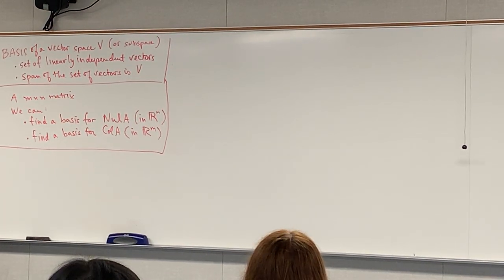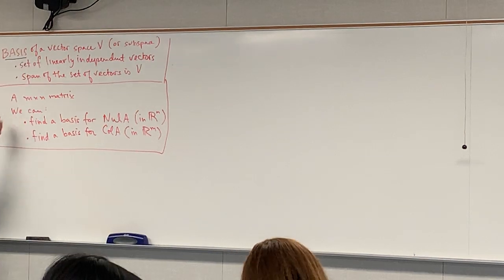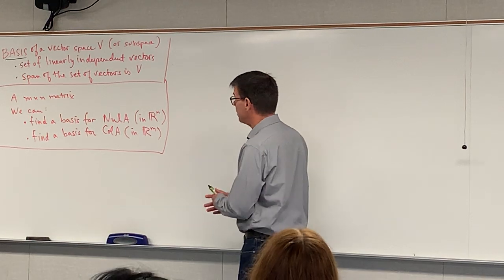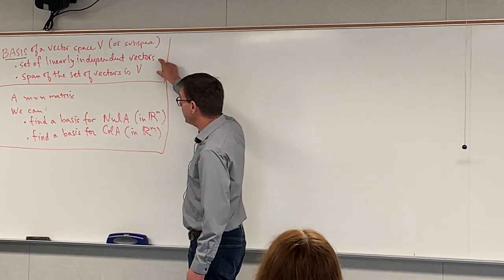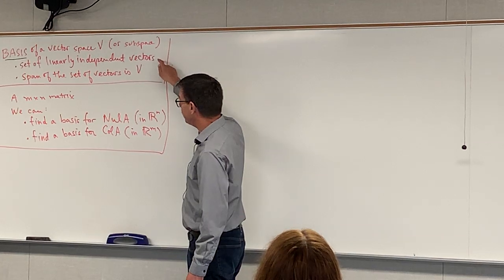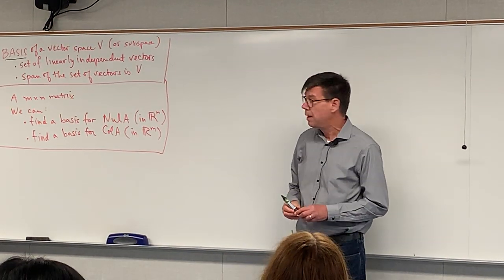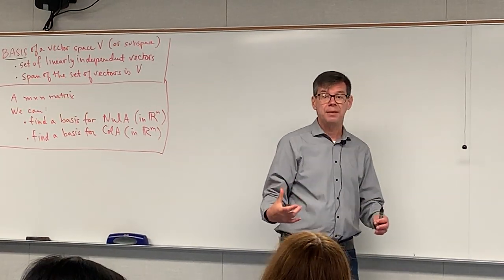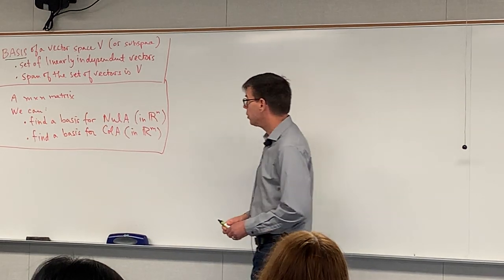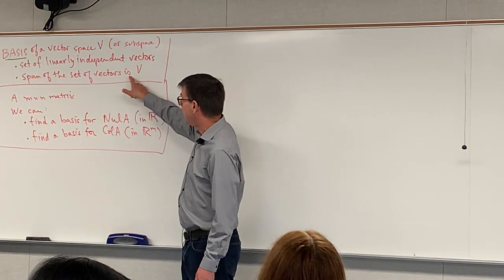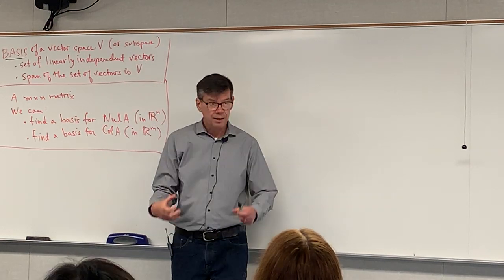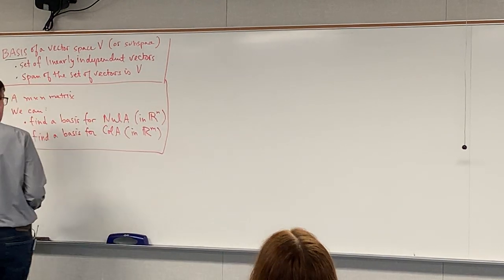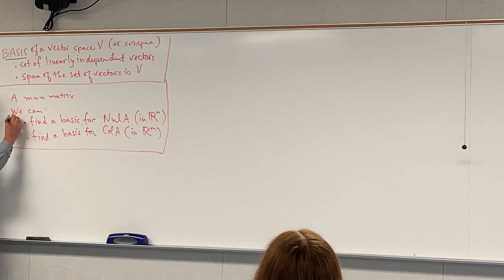This is just a kind of review up to now. We've been talking about the idea of a basis of a vector space or a subspace, and there are two aspects to what it means to be a basis. It's got to be a set of linearly independent vectors, and the span of the set of vectors has to be the space or subspace we're talking about. So the set of all linear combinations of the basis vectors is the actual space or subspace.